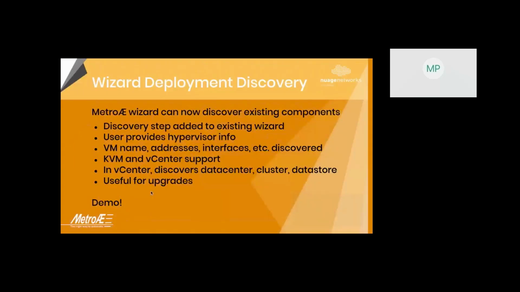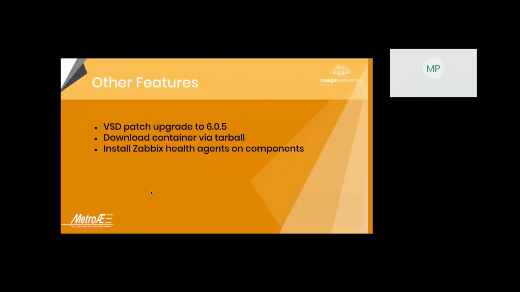So I'd like to talk about a couple other new features of Metro version 4. Metro version 4 now also supports VSD patch upgrade to version 6.0.5. Metro version 4 supports a download of the container via tarball, and this is useful for users that have air-gapped labs or deployment systems where there is no internet access.